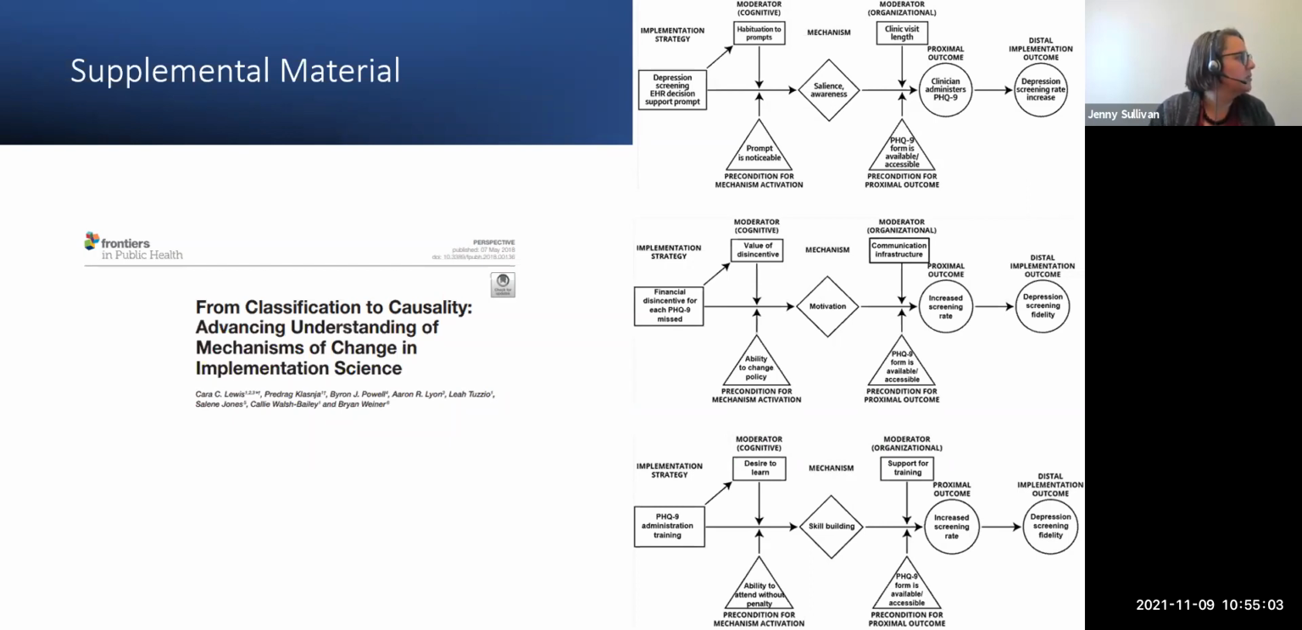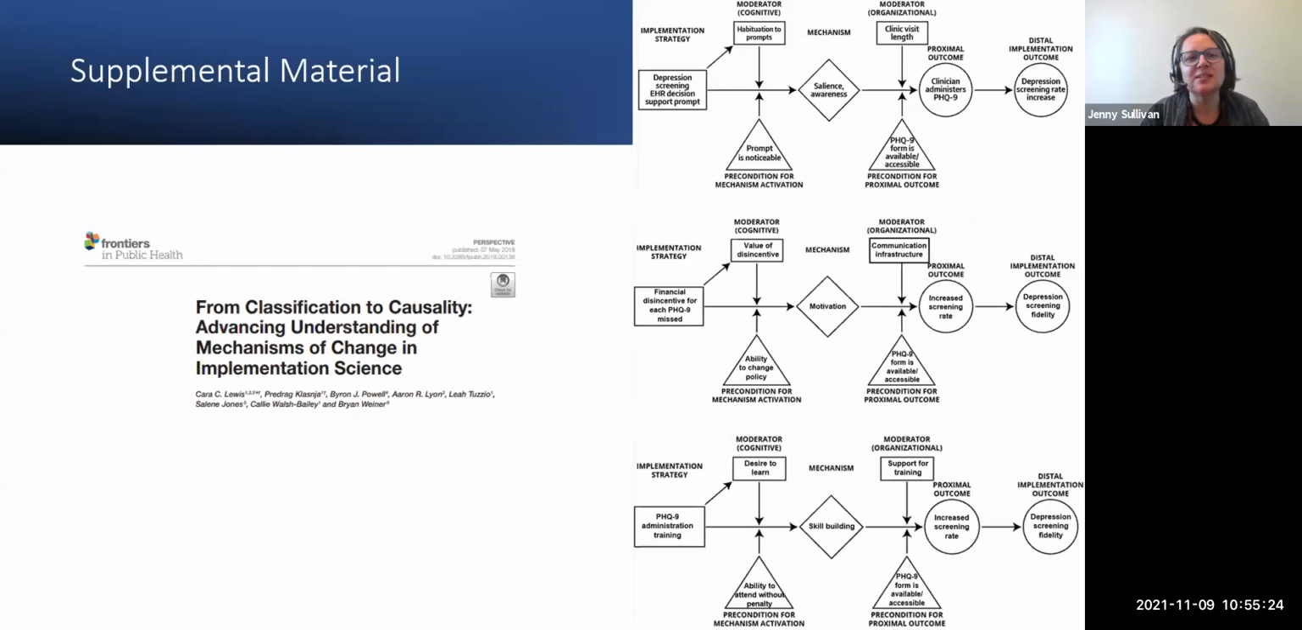The mechanism is salience and awareness in this case. And then there's moderators: clinic visit length, and whether the PHQ-9 form is available and accessible. That's the form to measure depression. And then the proximal outcome is that the clinician administers the PHQ-9, and the distal implementation outcome would be that the depression screening rate increases.